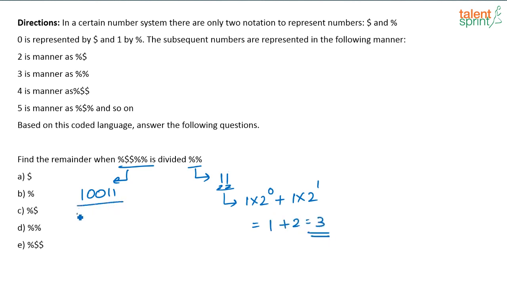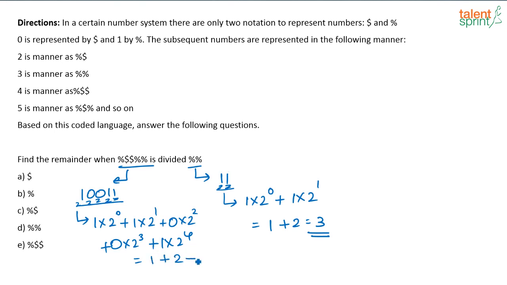Similarly, what is the conversion of this binary number? See, I have 1 in the units place. So 1 into 2 to the power of 0, plus 1 into 2 to the power of 1, plus 0 into 2 to the power of 2, plus 0 into 2 to the power of 3, plus 1 into 2 to the power of 4. Correct? So what will you get? 1 into 2 to the power of 0 is nothing but 1, plus 1 into 2 to the power of 1, which is 2, plus 0, 0. 2 to the power of 4 is 16. So this is 19.